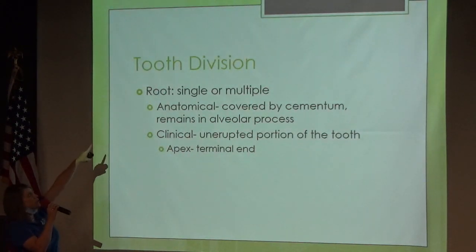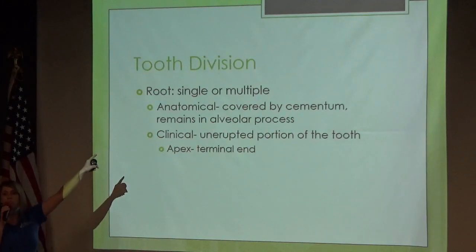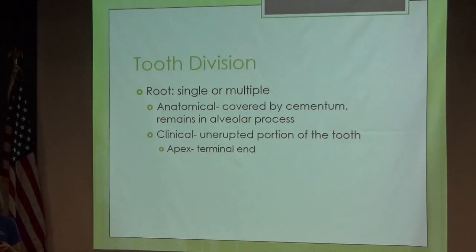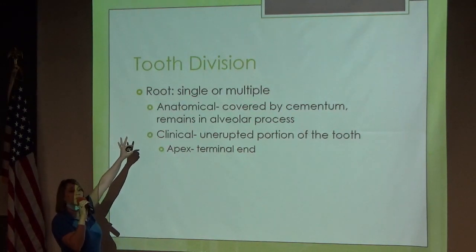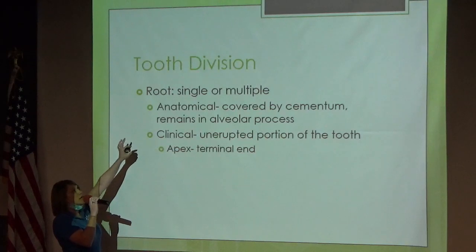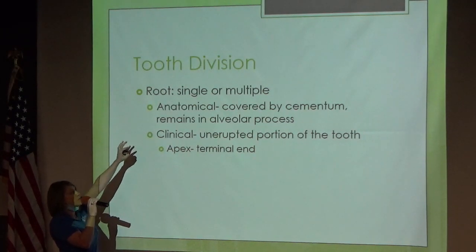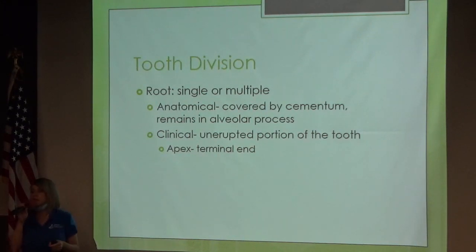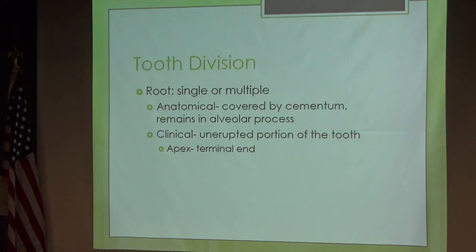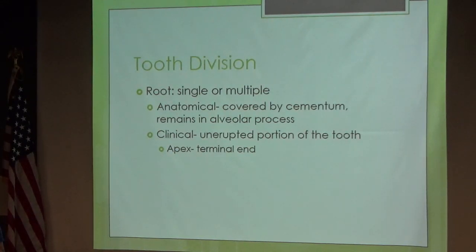All right, so we're going to look at the root the same way. Roots can be single or multiple. Teeth can have one single root, they could have two roots, or they can have up to three roots. The same is true with the root. The anatomical root is the portion that is covered by cementum and remains in that alveolar process. And the alveolar process is the bone that each tooth is embedded in, that the maxilla and the mandible are made up of. That is referred to as alveolar bone.